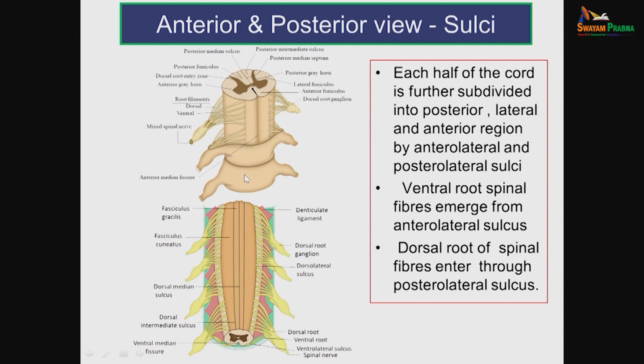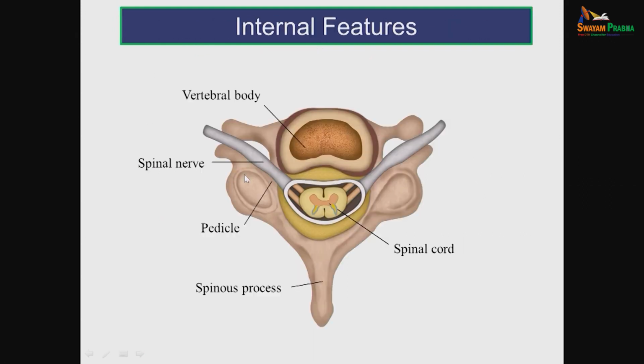So, this is about the external features of the cord. Now, we will study the internal features of the spinal cord. This is the spinal cord in situ. This is anterior, you have the vertebral body, this is the spinous process, here you have the pedicles, these are the laminae, these are the transverse processes. This is the vertebral canal in which you can see the spinal cord.